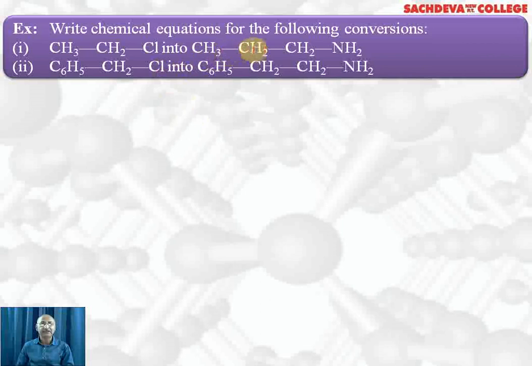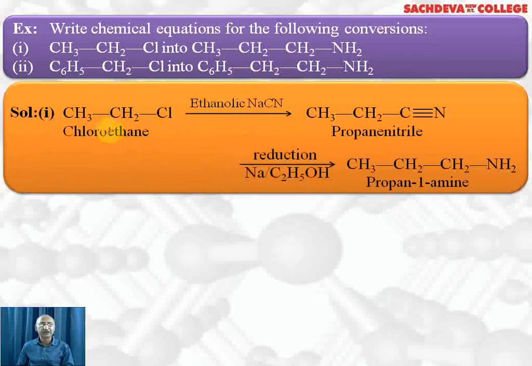Next, write the chemical reactions for the following conversions. We want CH3CH2Cl to CH3CH2CH2NH2. That is, we want to increase one carbon atom, so we should go via cyanide. In the same manner, we want to convert benzyl chloride to phenylethanamine. We want to increase one carbon atom, so we should go via cyanide. So the first step is chloroethane, which we react with alcoholic NaCN. We can use alcoholic KCN also. We will get propane nitrile. That is, Cl has been replaced by cyanide, and NaCl will be removed.